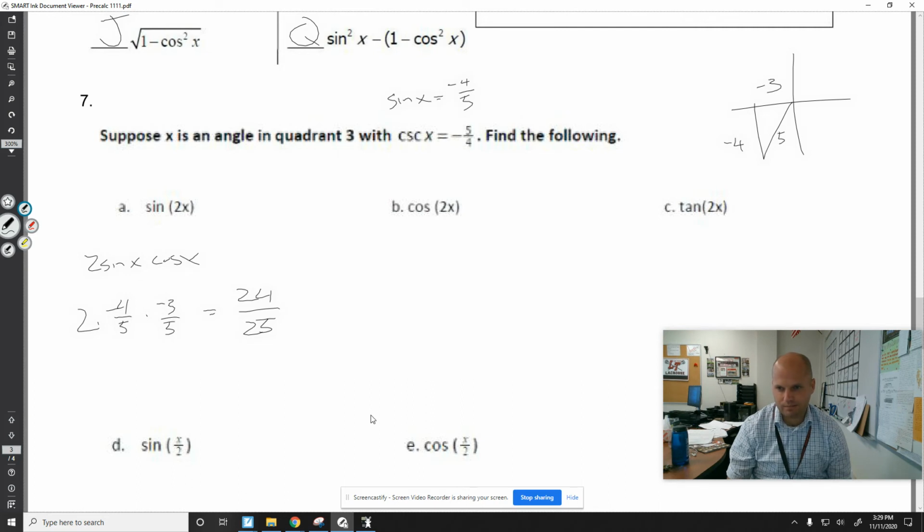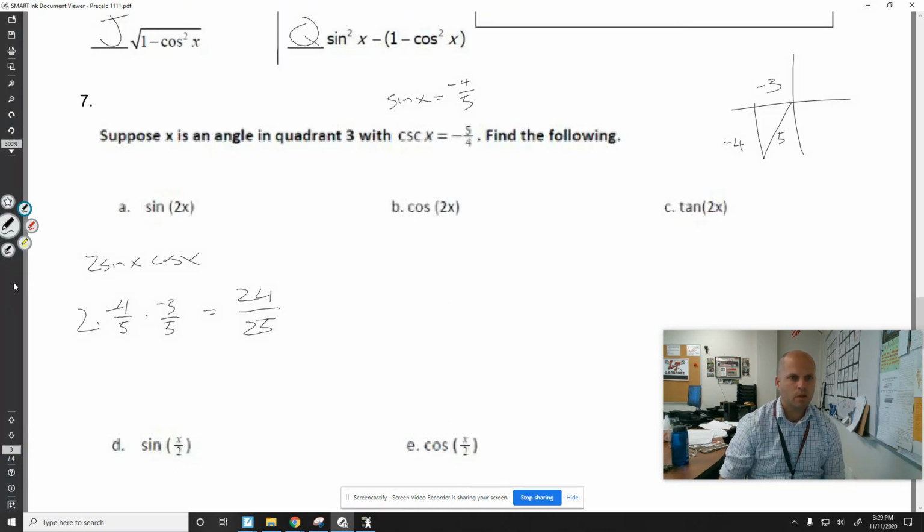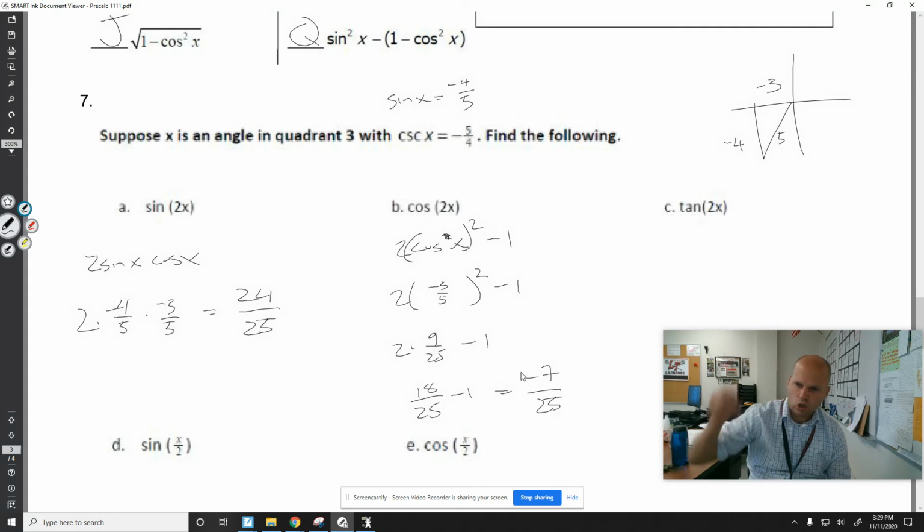Cosine 2x. Which one do you want to use? Cosine squared minus sine squared? Probably not. 2 cos squared a minus 1? Yeah, maybe. Yeah, let's do 2 cos squared a minus 1. 2 cos squared, that's cosine x quantity squared, minus 1. That's 2 times negative 3 over 5 squared, minus 1. That's 2 times 9/25 minus 1. That's 18/25 minus 1. That's 25/25. That's negative 7/25.